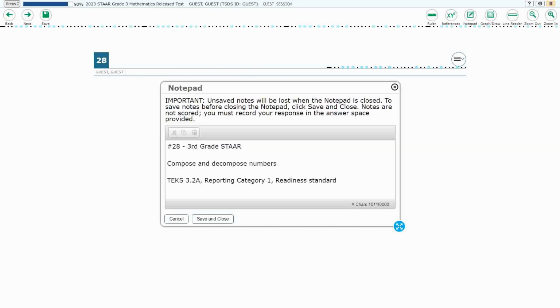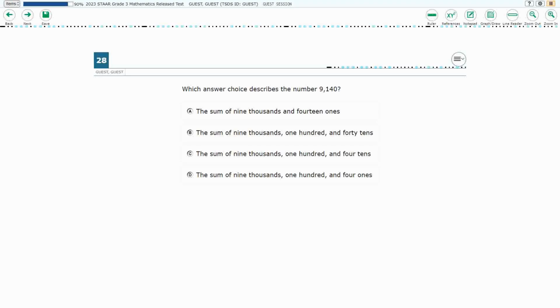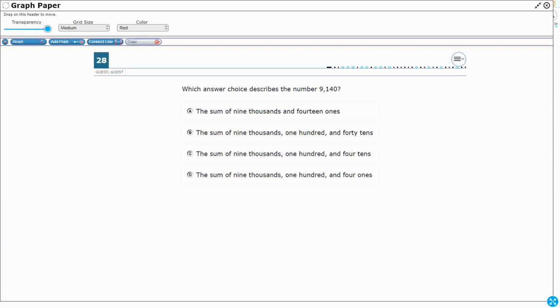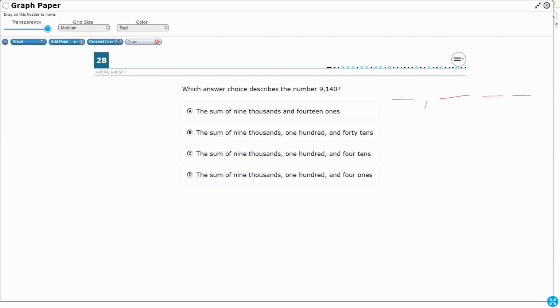For number 28, we are composing and decomposing numbers. This is TEKS 3.2a, a readiness standard in reporting category 1. So which answer choice best describes 9,140? All right, so let's make a little place value chart here. I'm just going to write 4 spots here, and I'll just put the place values: ones place, tens place, hundreds place, and thousands place. Then I actually have my target number, 9,140.